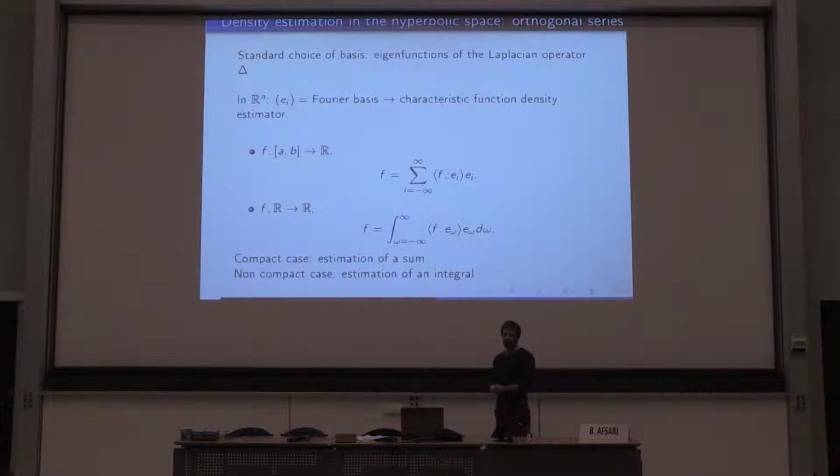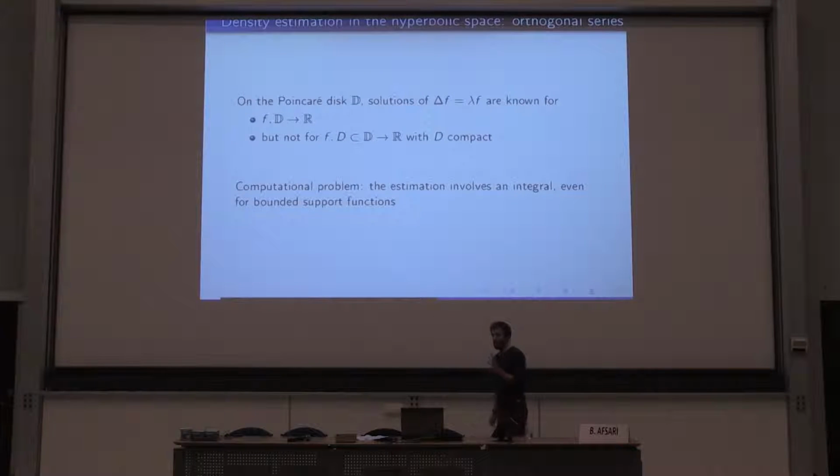For orthogonal series, the standard choice for the basis of functions is to take functions among the eigenfunctions of the Laplacian operator. In R^n, this gives the Fourier basis. If the density is defined on a compact interval, we get Fourier series, while if we're working on a non-compact domain, like from R to R, we have a Fourier transform. It means that in one case, we will have to estimate a sum, and in the other case, we would have to estimate an integral, which is quite different in terms of computational time.